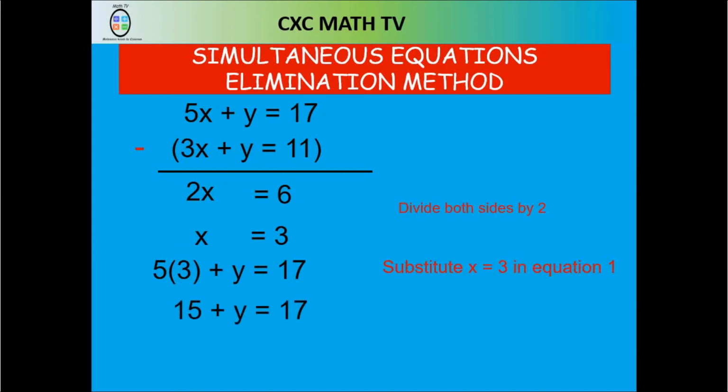And then 15 plus 2 is 17. And so y must be 2. And that's our solution then. So x equal to 3 and y is equal to 2. Beautiful. Really nice.